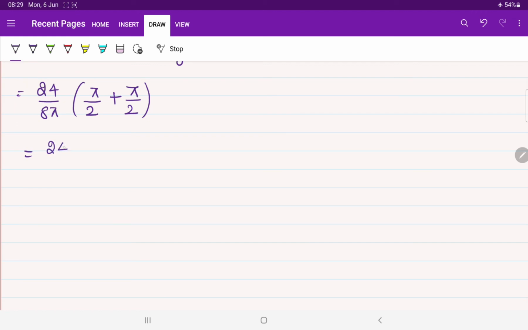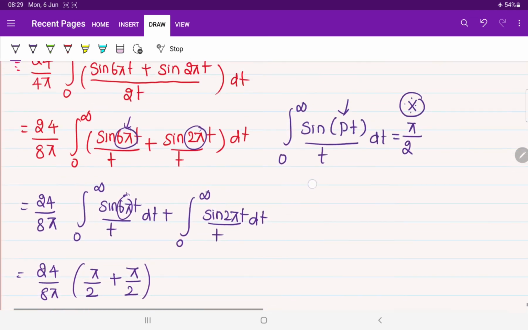So simply we can say 24 by 8 pi into pi, pi will get cancelled. We know we can cancel it, 3 times 8 will give you 24. So the correct answer for this question is what? 3. So 3 is the correct answer.